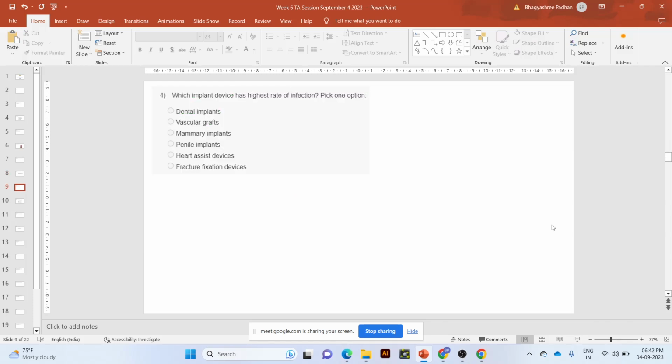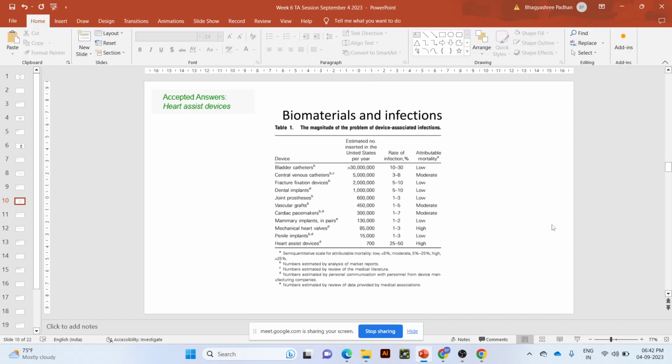Next question. Which implant device has highest rate of infection? You have to select one option from dental implants, vascular grafts, mammary implants, penile implants, heart-assisted devices, fracture fixation devices. Here the correct option is heart-assisted devices. So this is the list of all the devices that are inserted, the estimated number inserted per year in the US, and rate of infection with attributed mortality. Here you can see heart assisted devices have the highest rate of mortality. Similarly, mechanical heart valves also have a high rate of mortality.